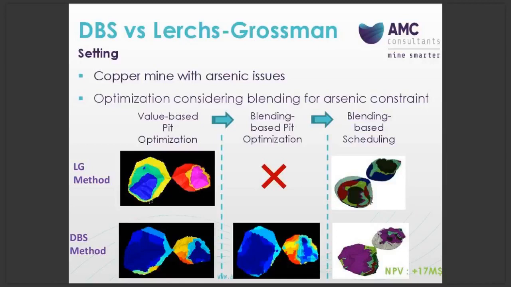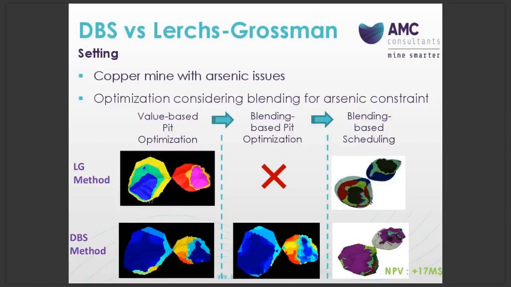When we followed the DBS method, we first optimized just based on value, and you can see in the bottom left-hand side graph that the ultimate shape of the optimization is very similar to the one obtained with the Lerchs-Grossmann method. Just note one thing: in the Lerchs-Grossmann method you're seeing pushback shapes depicted by the different colors, while with the DBS method you're only seeing the period mined.